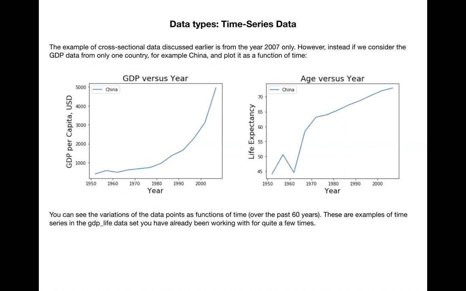Time series data is where you look at one particular variable versus time. For example, if you look at the GDP per capita of China as a function of time, you can see the increase of the GDP per capita from 1950 to 2007, right? That's almost like exponential growth. And you can see the life expectancy follows something similar too, right? So time series data is something where you're looking at one variable versus time. So that's a very clear definition of time series data.